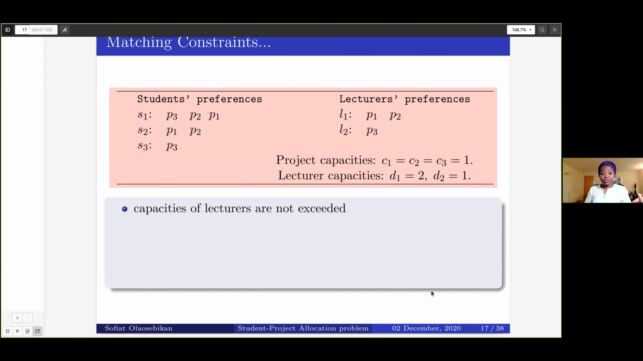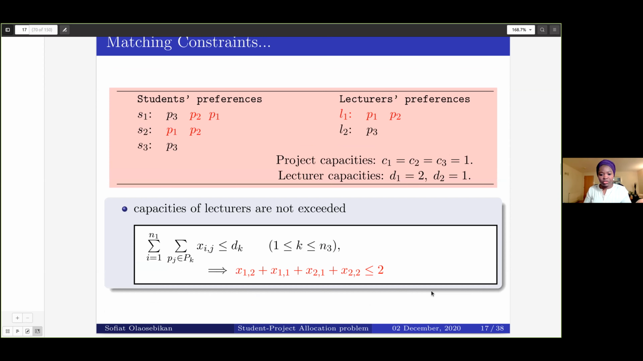And for the lecturer as well, we sum up all of the variables of the student and projects that want the lecturer's project. So for here, it's P1 and P2. So we just grab all of the variables where P1 and P2 appear, sum them together. They must not exceed the lecturer's capacity, which is 2. So that is the constraint for the matching.